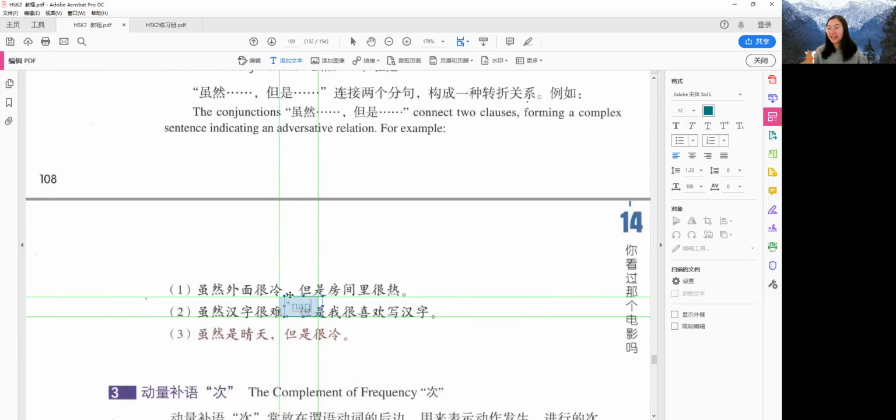难. Coming to here, 难, the second one, 难, 很难 means 很 difficult, very difficult. So although Chinese characters are very difficult, 但是 but 我很喜欢, like, right, like to do something, keen on doing something. 我很喜欢写汉字, 写 write down, right? 写汉字, but I like writing Chinese characters very much.